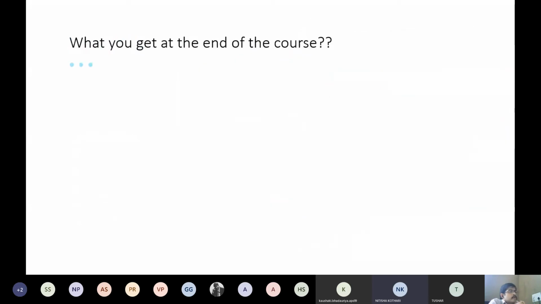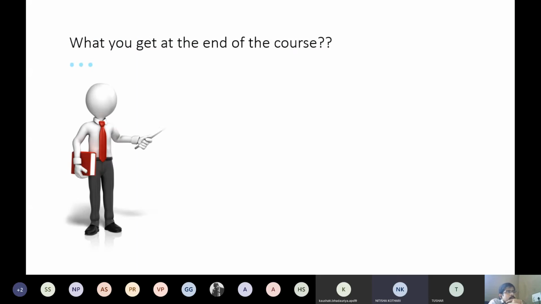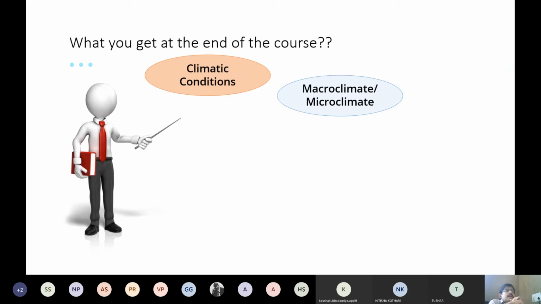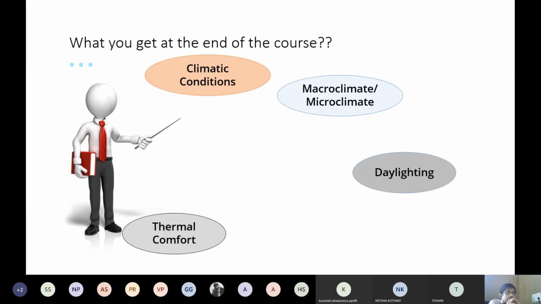But what do you get at the end of this course? You understand what these climatic conditions are. India has been divided into 5 climatic zones. We'll be looking into them. What are these climatic conditions? What is macroclimate and microclimate? What is daylighting? How do you obtain daylighting? How do you get thermal comfort?